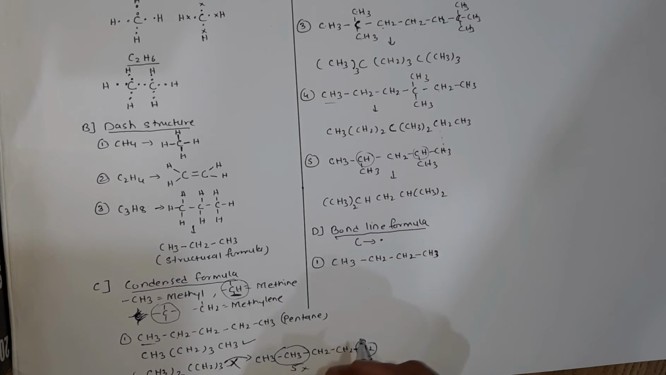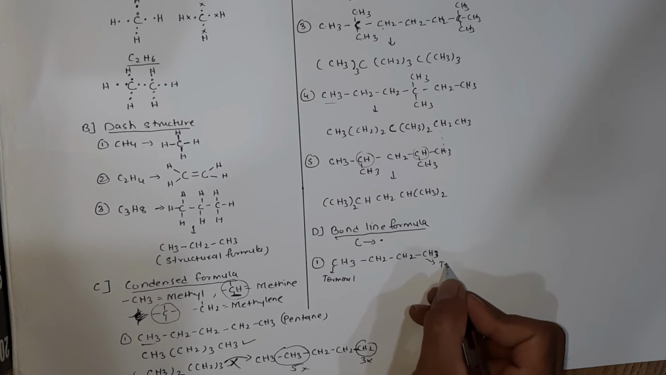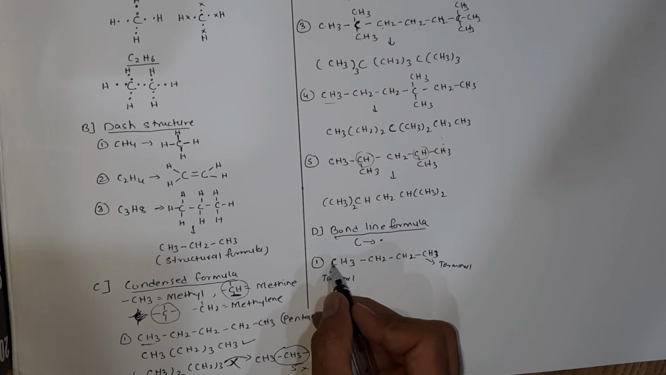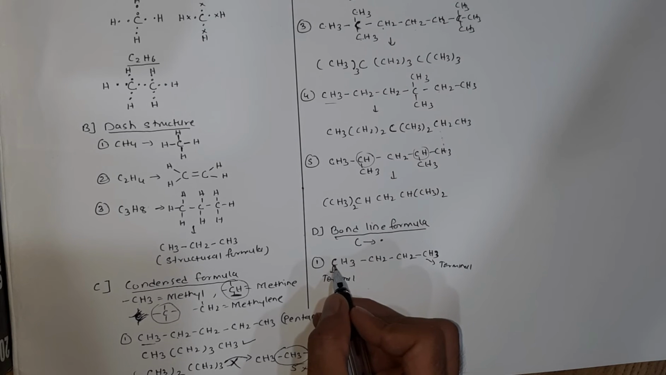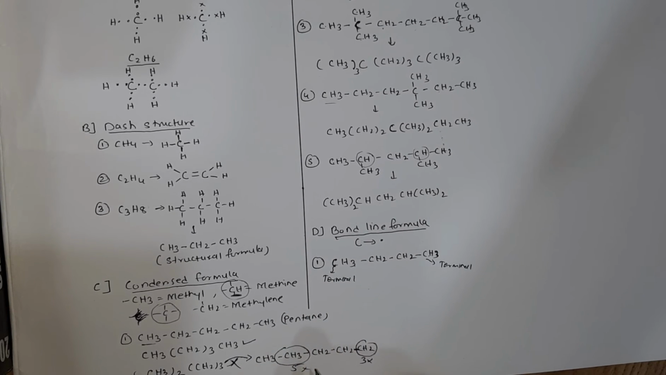So the terminal will always be CH3. This is one of your terminal carbons. This is another terminal carbon. Always remember, the terminal will be a CH3 carbon, in case of alkane. So you have to select the longest carbon chain by moving from one terminal to the other terminal. So 1, 2, 3, 4. There is a 4 carbon chain.